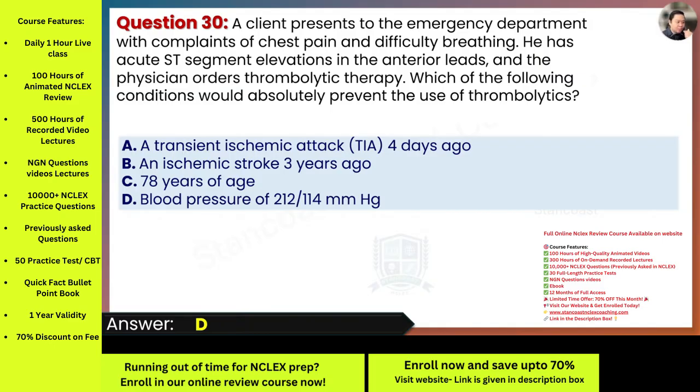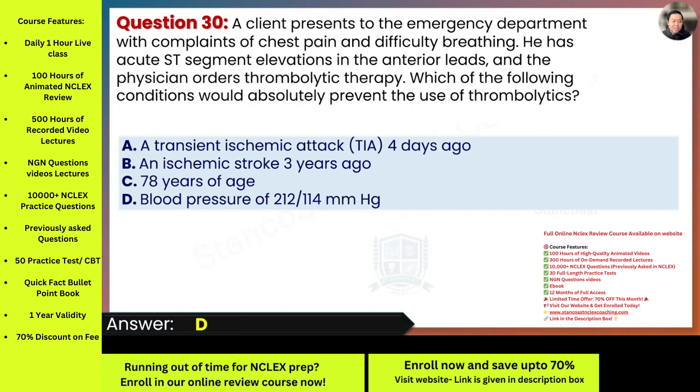Now, what about letter A? Transient ischemic attack 4 days ago. Now, a TIA is a temporary blockage of blood flow to the brain that resolves quickly. While it does increase the risk of having a full-blown stroke, a TIA that occurred 4 days ago is no longer an absolute contraindication for the thrombolytic therapy. And the risk of bleeding from a TIA decreases over time, and with careful assessment of the client's current condition, the thrombolytic therapy might still be appropriate. So A is incorrect because, again, it doesn't absolutely prevent thrombolytics.